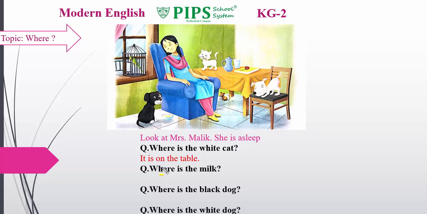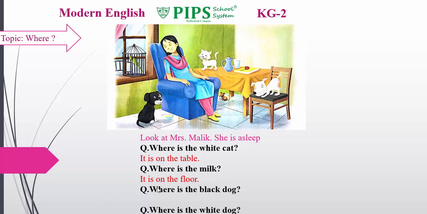Next question is, where is the milk? दूध कहाँ है? Look at the picture. The milk is on the floor. So the answer is, it is on the floor.